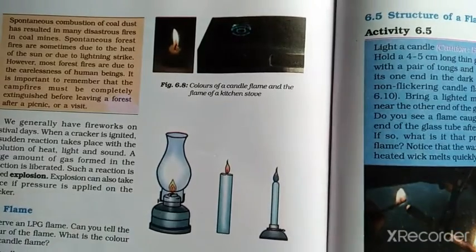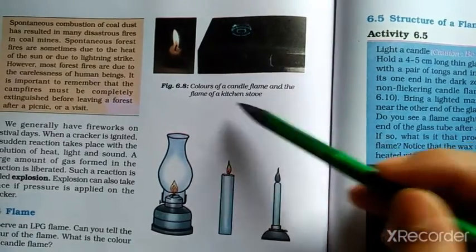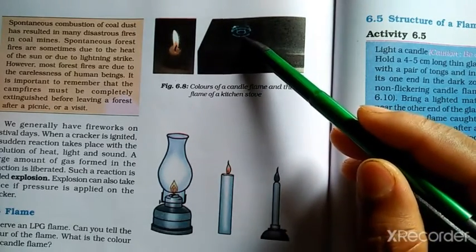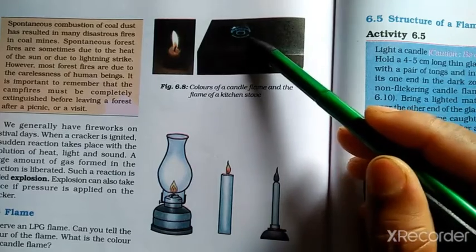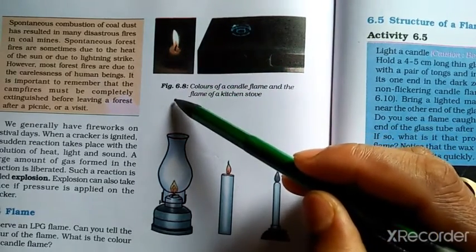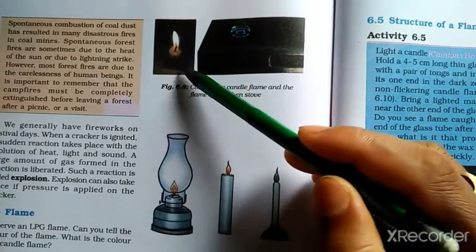And here some pictures are also drawn. Figure number 6.8, colors of a candle flame and the flame of a kitchen stove. Here the flame of the kitchen stove is shown like this, and the candle flame is shown here.